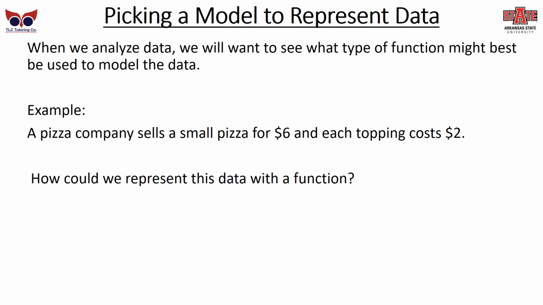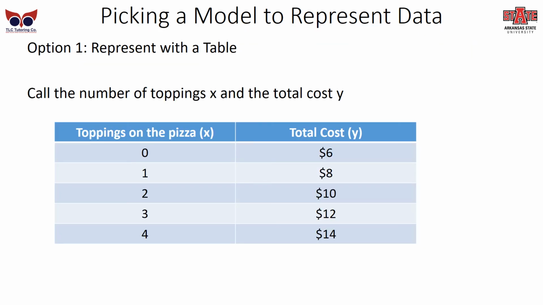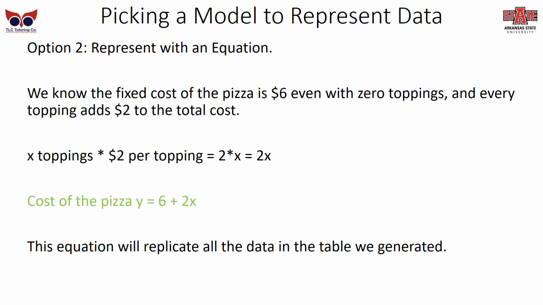Now, when we're analyzing data, we want to see what kind of function would be used to model that data. So let's just try this example. A pizza company sells a small pizza for $6 and each topping costs $2. How could we represent this data with a function? So option 1, we could represent it with a table. We could call the number of toppings x and the total cost y. So if I have 0 toppings, x, it's $6. One topping is 8, 2 is 10, 3 is 12, 4 is 14. So we can see our trends here and the way the price goes up depending on how many toppings you have.